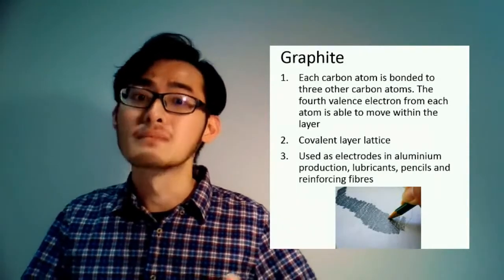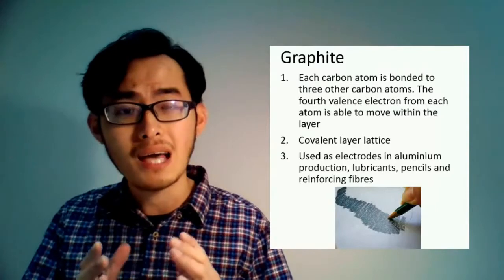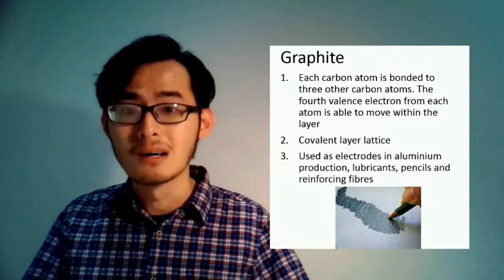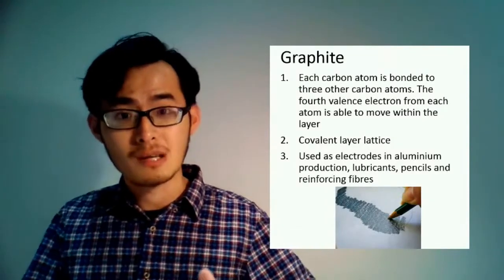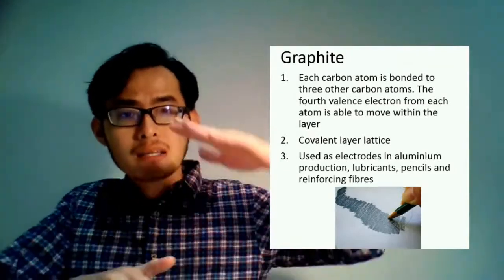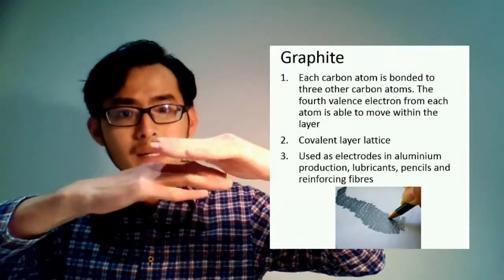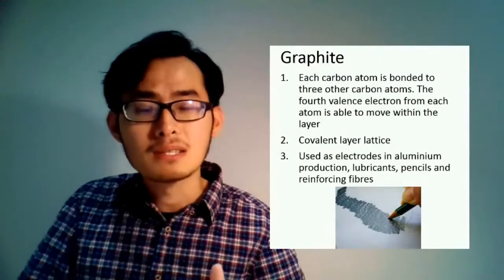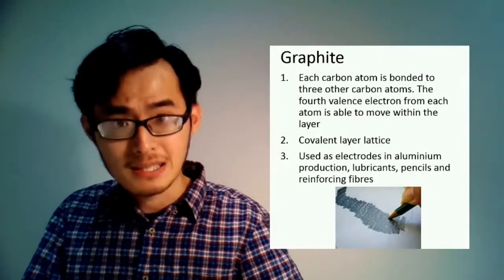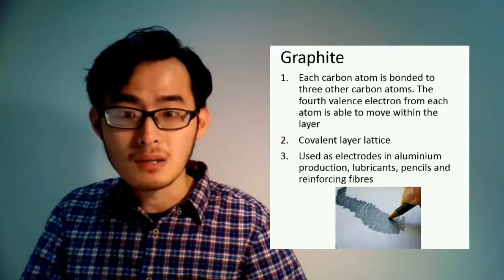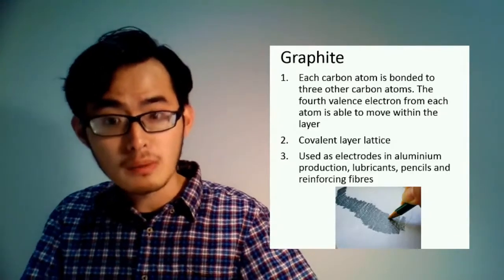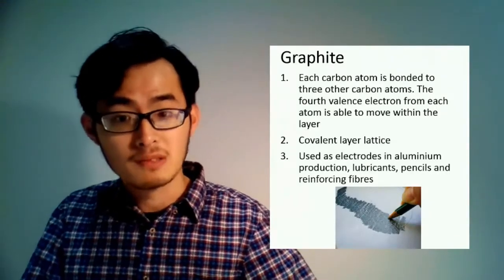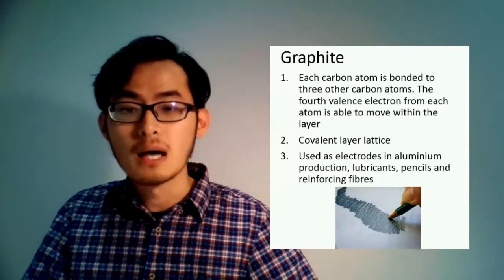It's different from diamond. Diamond exists as a covalent network lattice structure, but graphite exists as a layer structure. So you can picture one layer after another, and the 4th valence electron allows the layers to slide past one another. That's the reason why graphite can conduct electricity. At the same time, it is also used as lubricants, tensile and reinforcing fiber, in addition to electrodes.